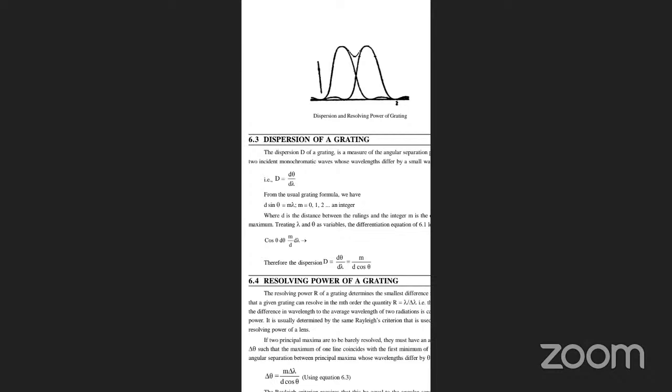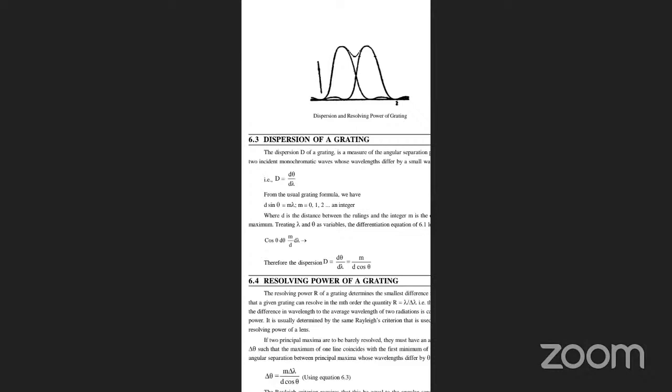Next, resolving power of a grating. The resolving power R of a grating determines the smallest difference in wavelength delta lambda that a given grating can resolve in the nth order. Therefore, R is equal to lambda by delta lambda, which is nothing but the resolving power of the grating. The inverse ratio of the difference in wavelength to the average wavelength of two radiations is called the resolving power.